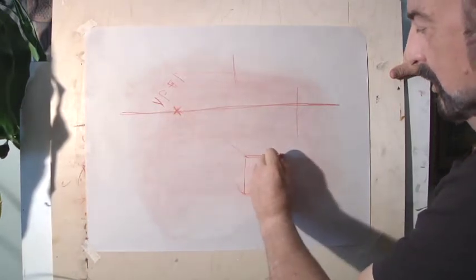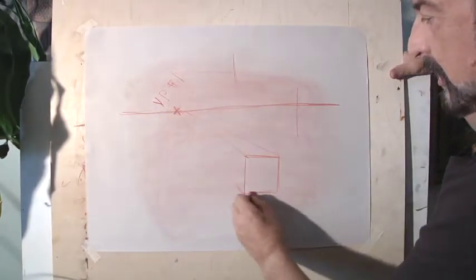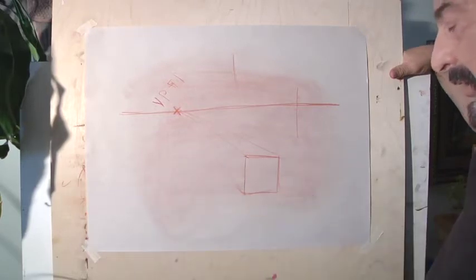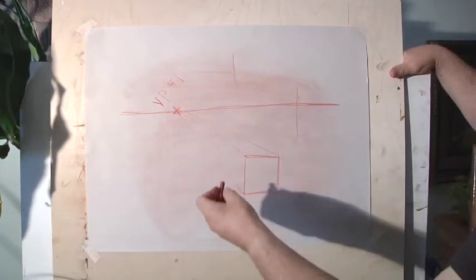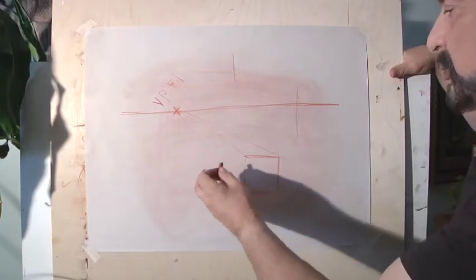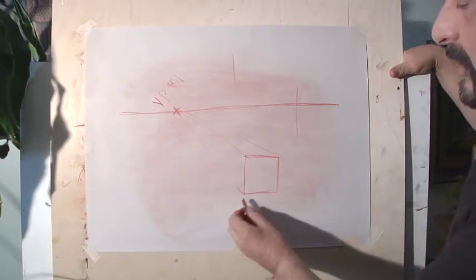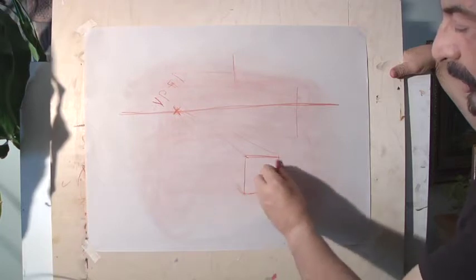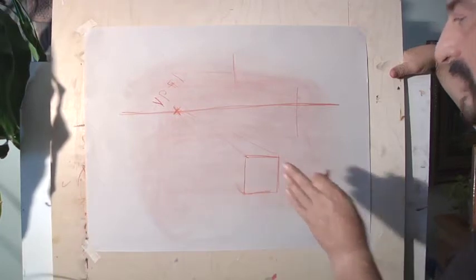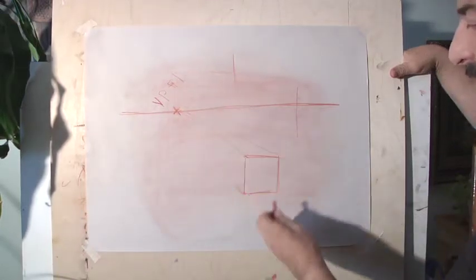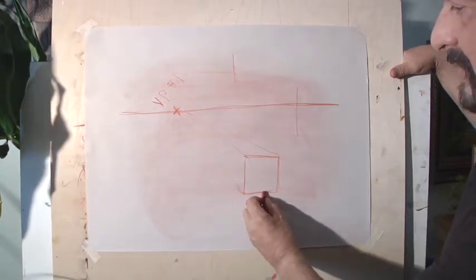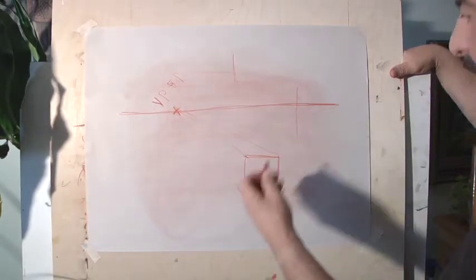Now, I'm going to come across. Now, this is where you have to study. This is where you have to become the artist. You have to say that, okay, if that's a square, more or less, or a rectangle, what does it look like going away in foreshortening? So you have to get an eye for it.